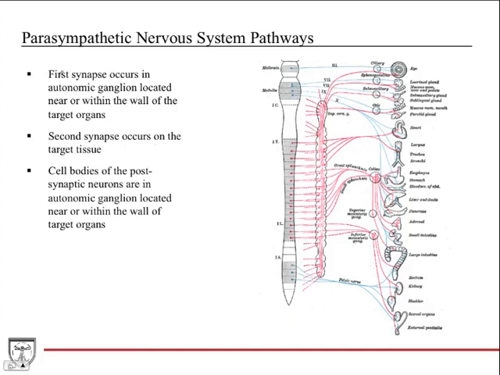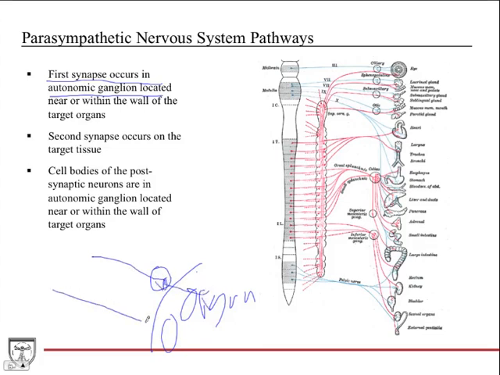But the first synapse occurs in autonomic ganglia that are located near or within the wall of the target organ. So if this is your target organ, the ganglion is either going to be right outside the wall or inside the wall of the tissue, and then the neuron will come in, synapse, and then the postganglionic is a very short neuron within the tissue wall, which synapses directly onto the target tissue. So that's where the second synapse occurs.